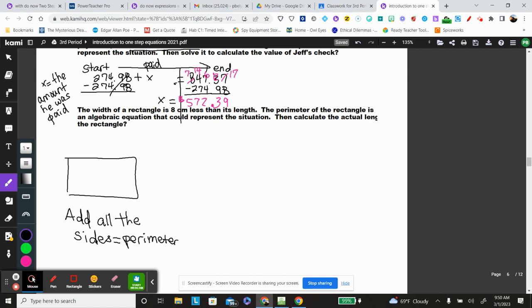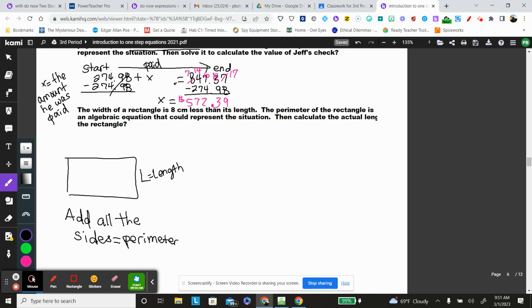All right, the width of the rectangle is 8 centimeters less than the length. Do I know the length? I don't know. So let's call the length L. I don't know how long it is. You can use whatever variable you want to. Everybody with me? Yes, ma'am.